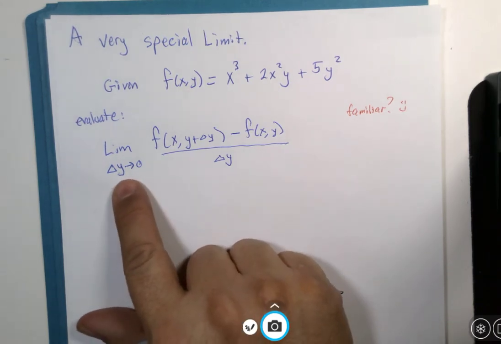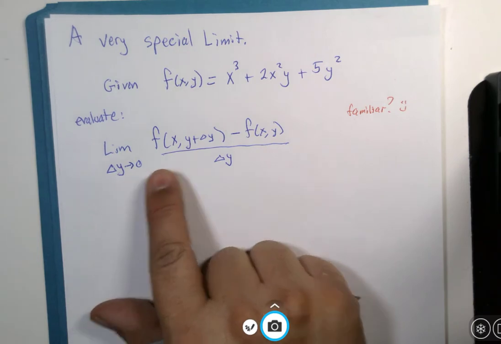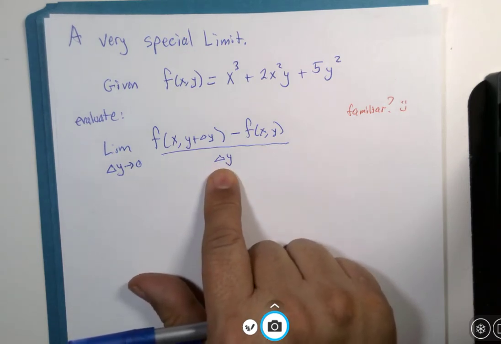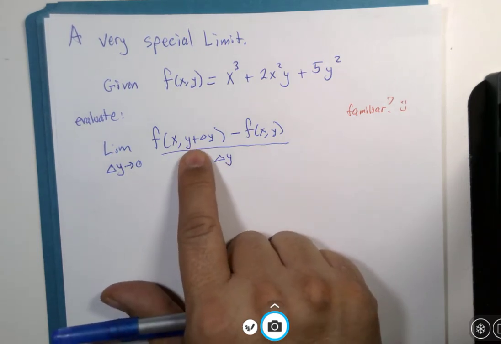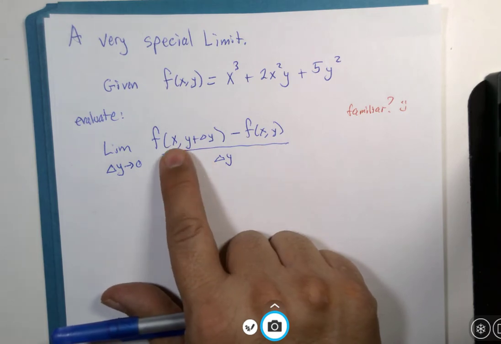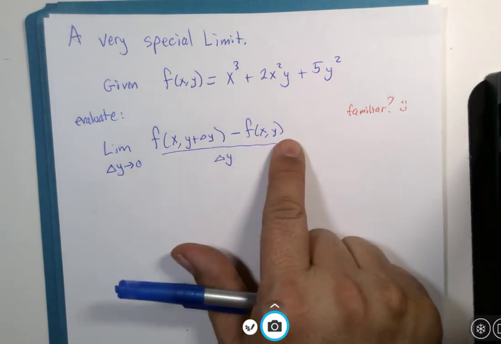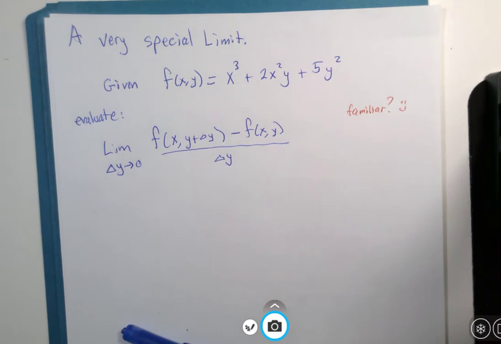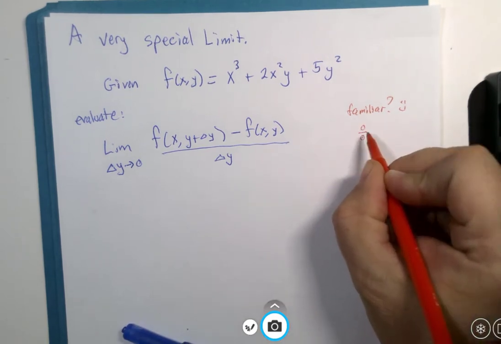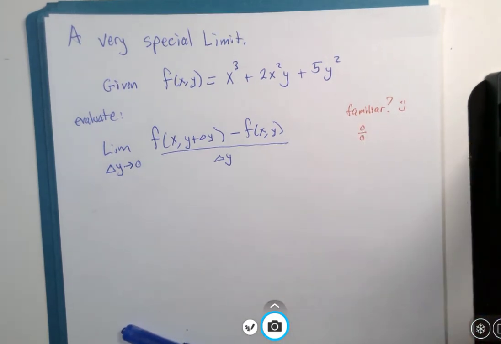But you should note that if delta y becomes 0, the denominator will be 0, and you will have, well, that'll be f of x, y minus f of x, y, and you will truly have a 0 over 0 indeterminate form that comes up.